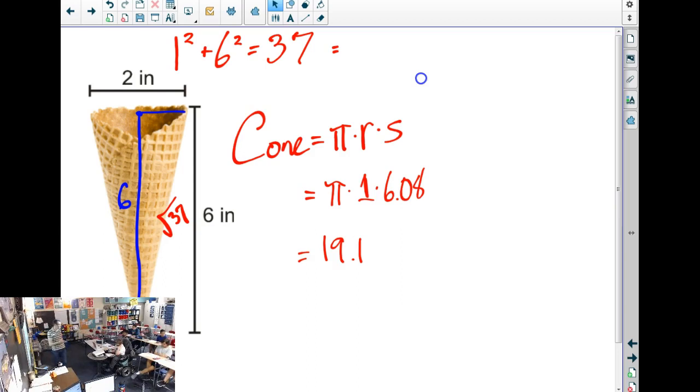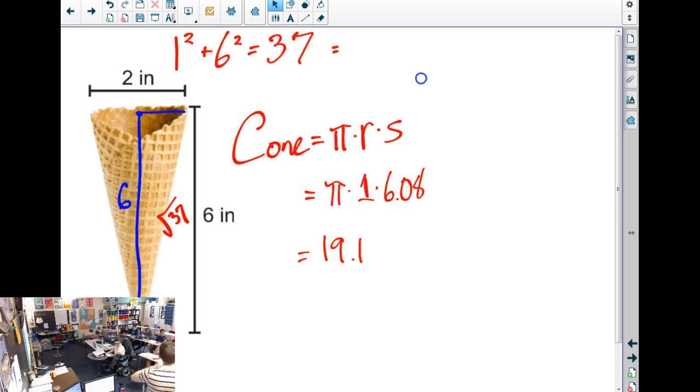So if they talk about literally a traffic cone, I've seen this problem. How much plastic is there? The top's cut off, right? It has a hole in the top. You'd have to remove that much area if you're just talking about the plastic. How do you do that? You find the area of that cone and take it away from the whole cone.